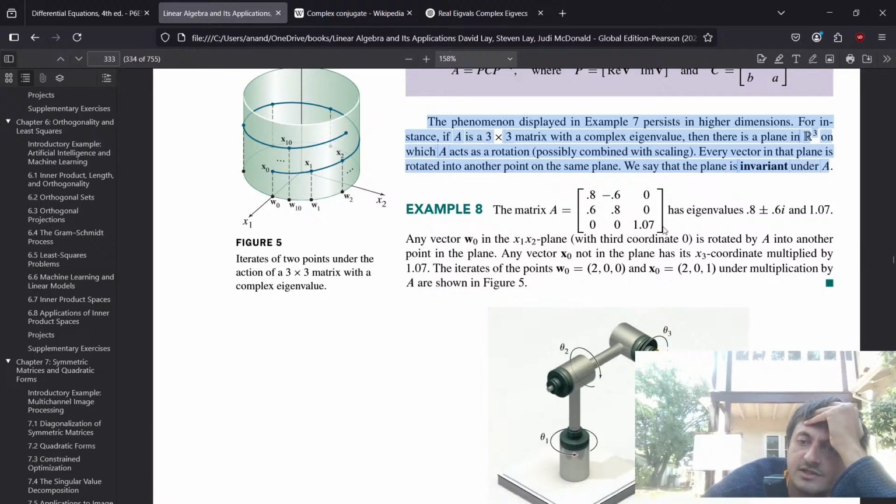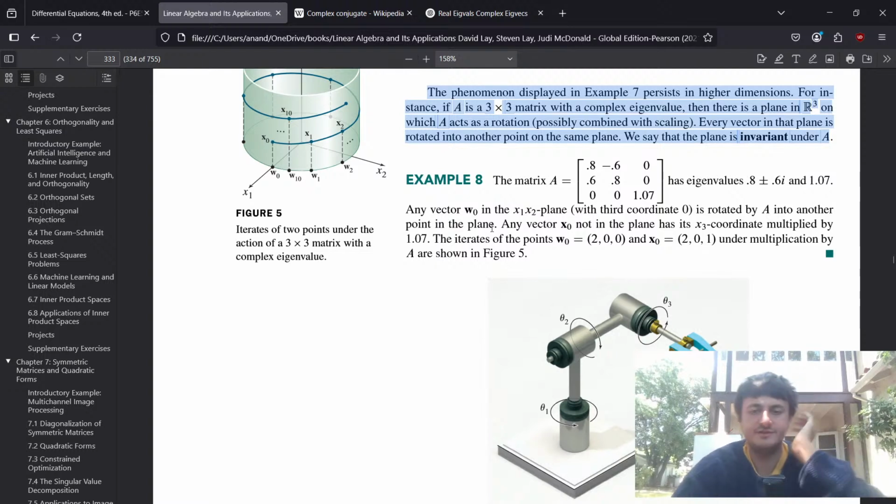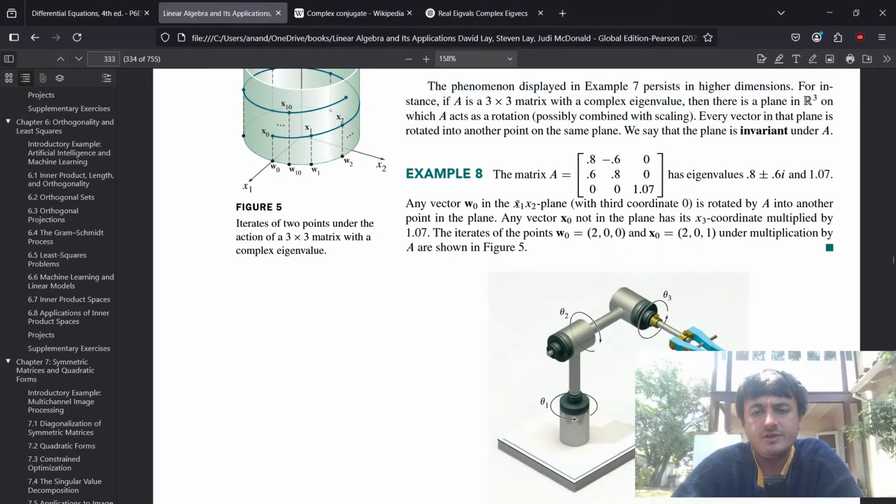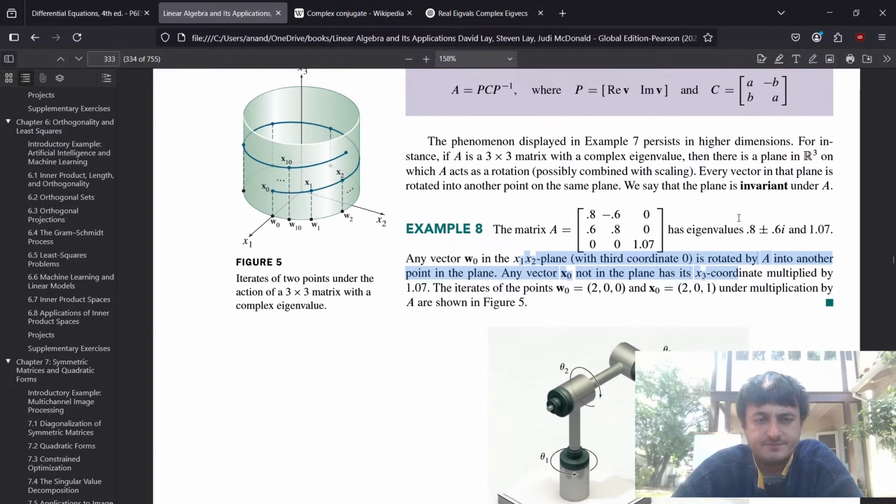Okay, this matrix has 2 complex eigenvalues and 1 real eigenvalue. Any vector w0 in the x1, x2 plane with third coordinate 0 is rotated by A into another point on the plane.